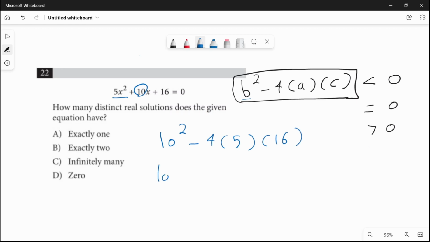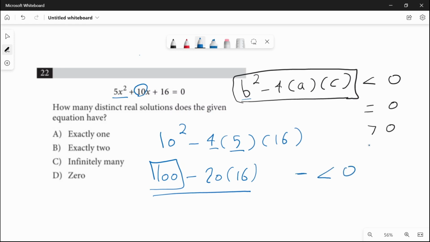So 10 to the power of 2 is equal to 100, and 4 multiply 5 is equal to 20. And 20 multiply 16 is indeed greater than 100. So the sum of this value here for sure will be a number that is negative, and a negative number is less than 0. If we have a value that's less than 0 out of this discriminant, we will have no solutions. So the answer for this question is choice D. We will have no real solution for this quadratic equation.